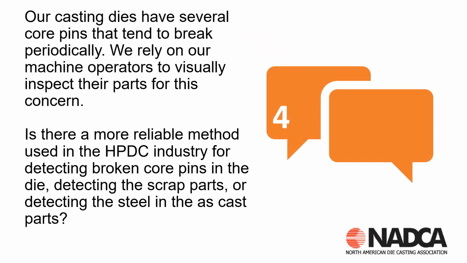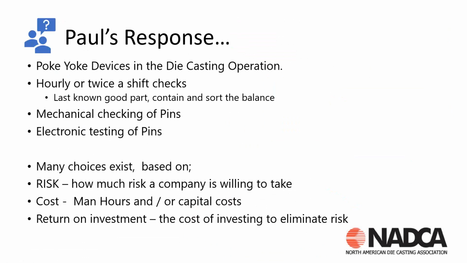I've recently started investigating industrial metal detectors used in the food industry to possibly detect the steel core pin in the as-cast part as it comes out of the die-cast machine. So my question is, is there a more reliable method used in high-pressure die casting for detecting broken core pins in the die, detecting the scrap parts, or detecting the steel in the as-cast parts? Very long question. So let's talk about that.